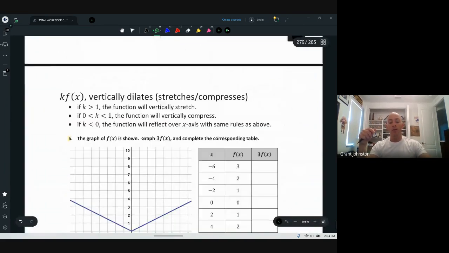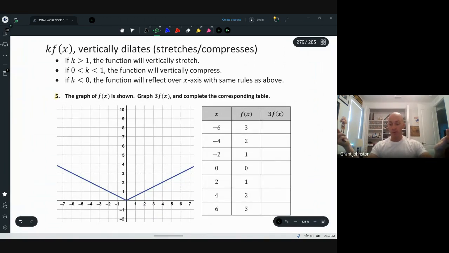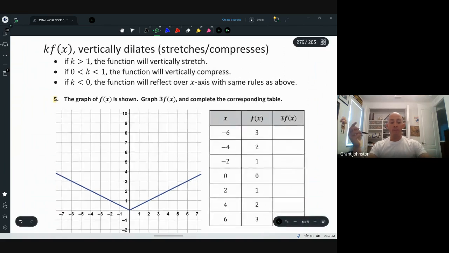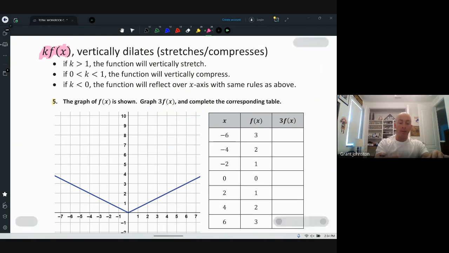Okay, so those are the sorts of transformations where you have a vertical shift or a horizontal shift. But now let's look at what we call stretches and compressions. Here are some notes. In this case, we have a number that's being multiplied to f of x, k times f of x. The notes say, if k is greater than 1, the function will vertically stretch. If k is between 0 and 1, the function will vertically compress. If k is less than 0, meaning it's negative, it's going to reflect over the x-axis and have the same rules as above.